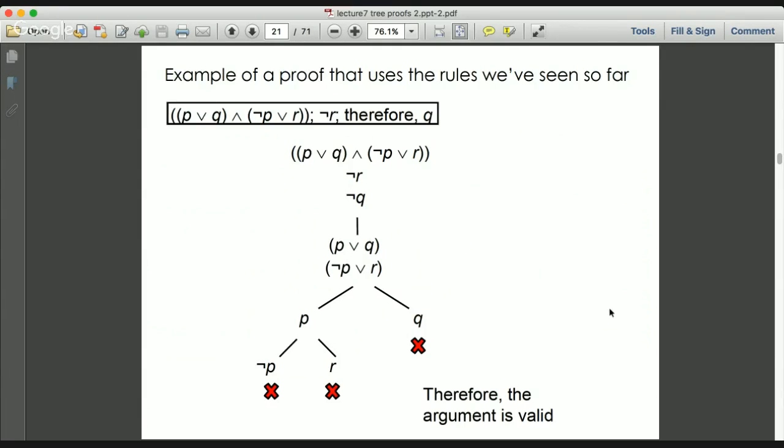Great. So basically, we've shown that every branch closes, and that means that the argument is valid, because there's no way that the premises can all be true along with the negation of the conclusion. What that means is if the premises are true, the actual conclusion has to be true, since its negation can't be. That's just what it means for it to be valid.